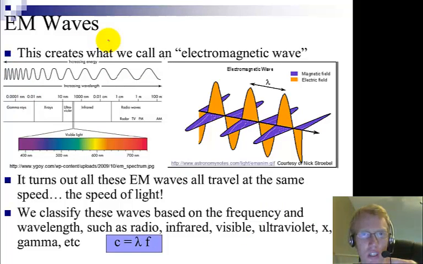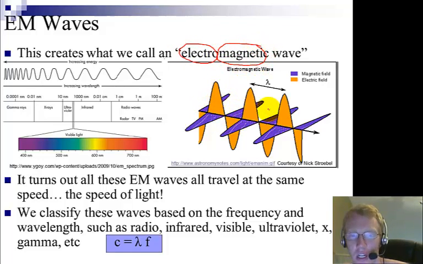So when you see photons or light, you might have heard it called the electromagnetic spectrum or an electromagnetic wave. That's exactly what it is. It's electric and magnetic fields that are oscillating and self-propagating each other and traveling through space. And of course they travel at the speed of light because they are light.